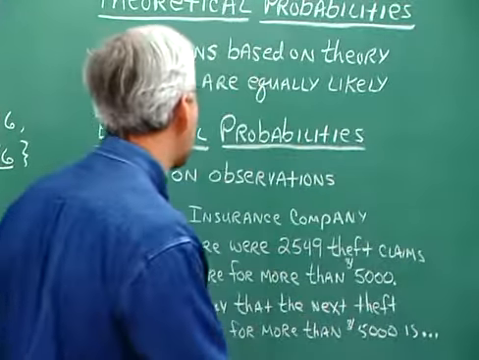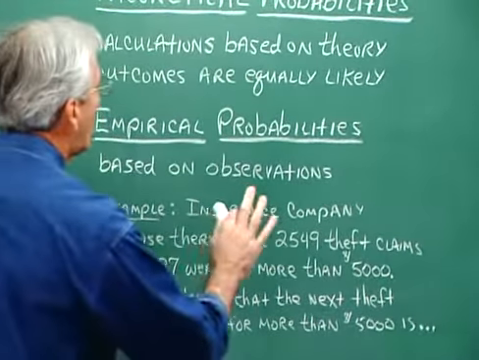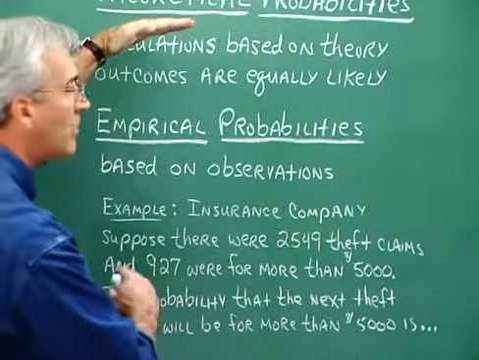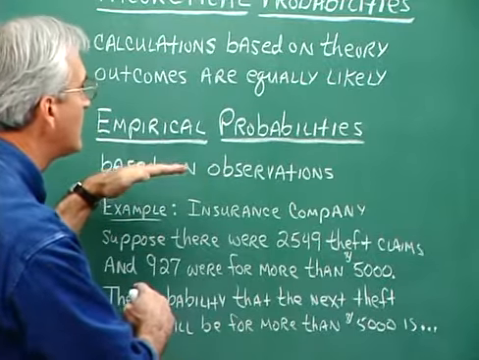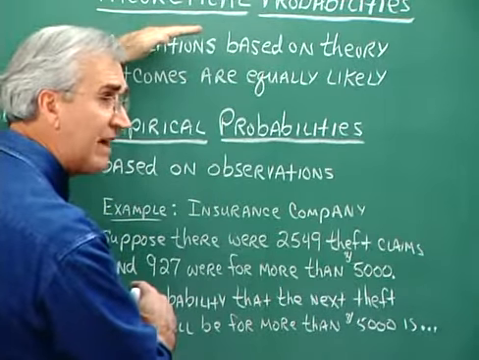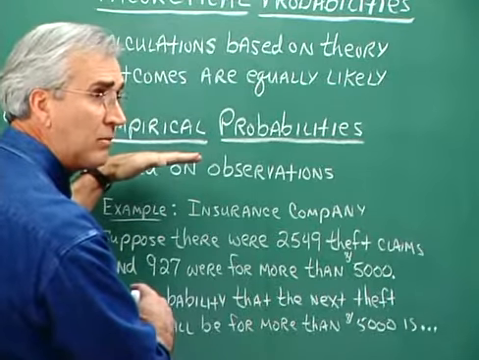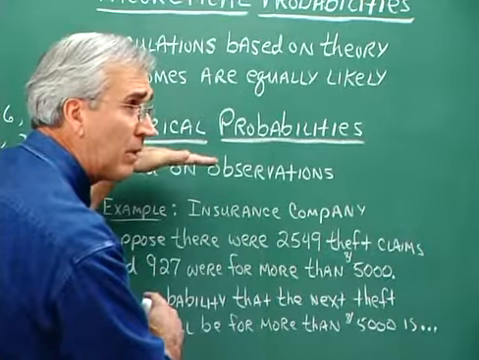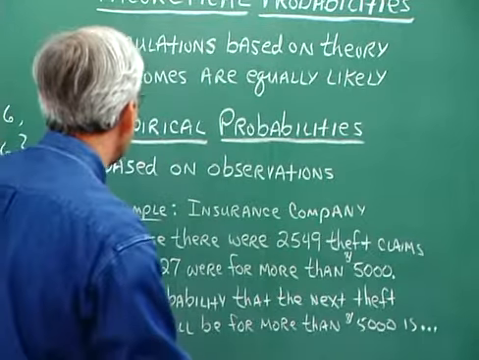All right, so that's the idea. Here's another example. Oh, and by the way, the probability then is figured as, instead of favorable outcomes over possible outcomes, it's the observations of a certain event over the number of possible events, of all of the possible observations of the event.